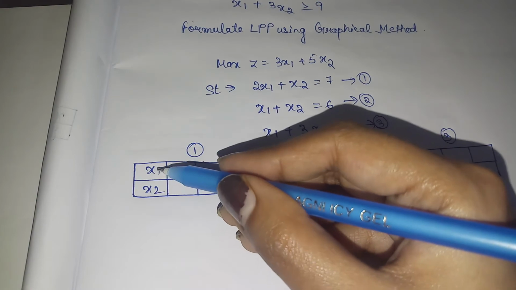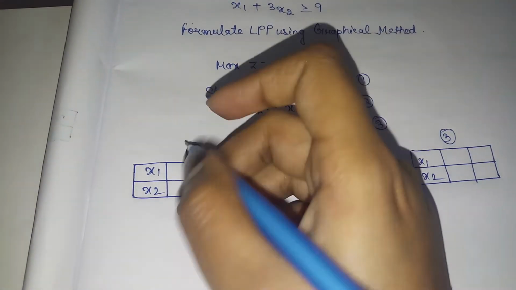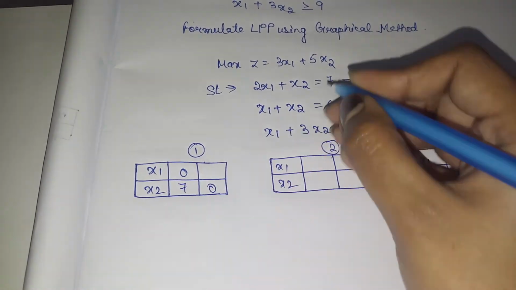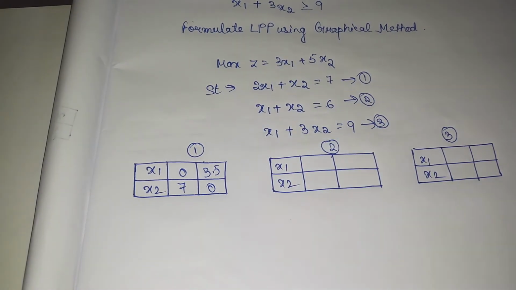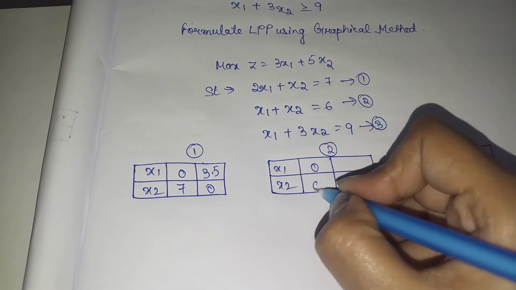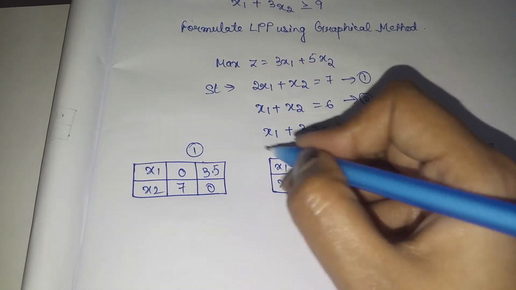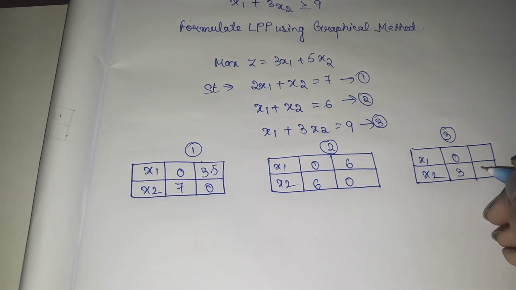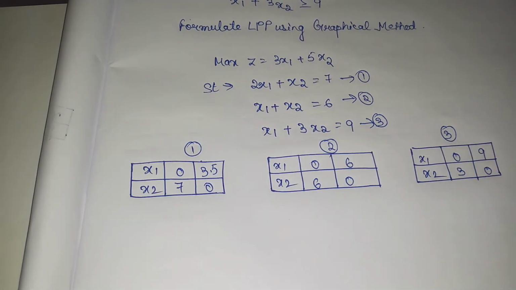Let us find the value of x1 and x2 for constraint 1. When x1 equal to 0, x2 will be 7, isn't it? When x2 equal to 0, x1 will be 3.5. Now for the second, when x1 is 0, x2 will be 6. When x2 is 0, x1 will be 6. For the next one, when x1 is 0, x2 will be 3, since 3 threes are 9. When x2 is 0, x1 will be 9. Okay, so this is completed.